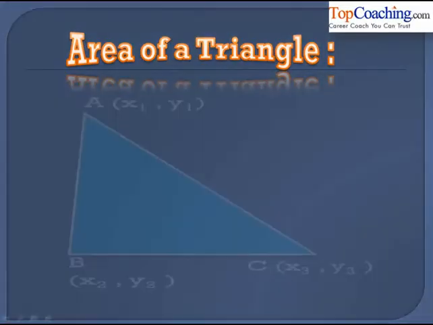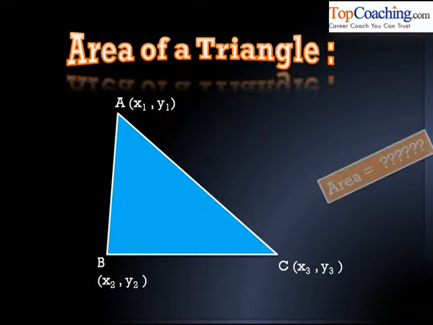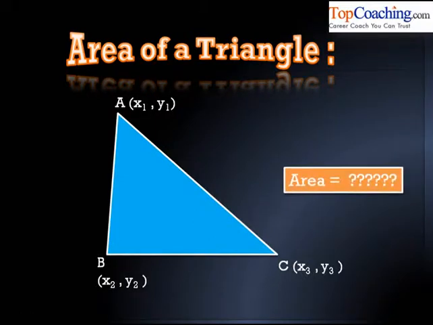But now, if we have a triangle ABC where A has the coordinates x1, y1, B has the coordinates x2, y2 and C has the coordinates x3, y3, then what is the area in this case? Here we have been given the coordinates of the vertices of the triangle. Now how to calculate the area of such a triangle? This is something we are going to explore in this lecture.